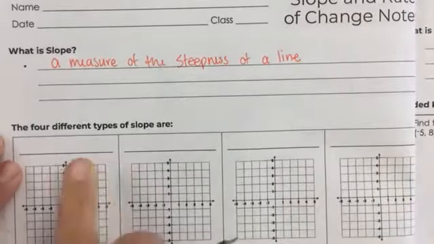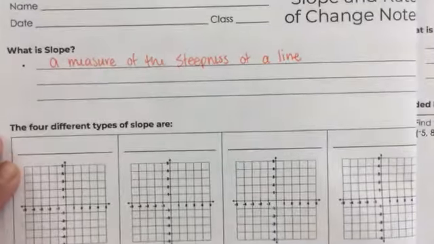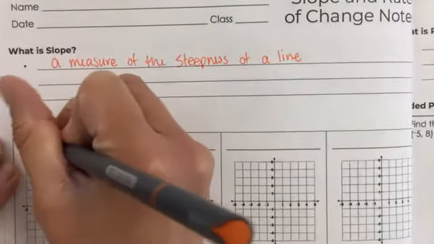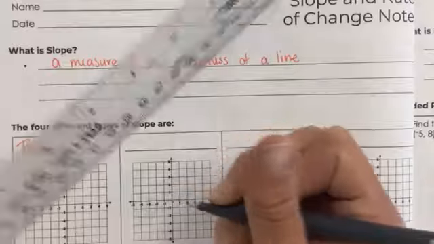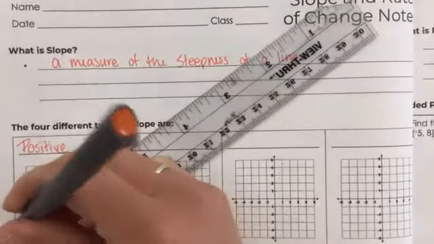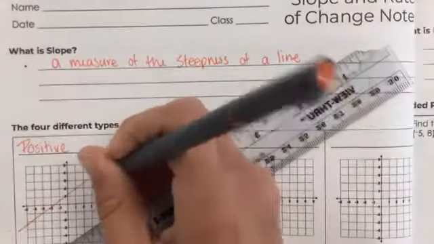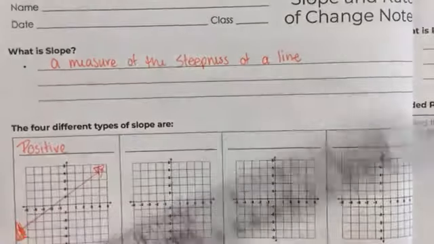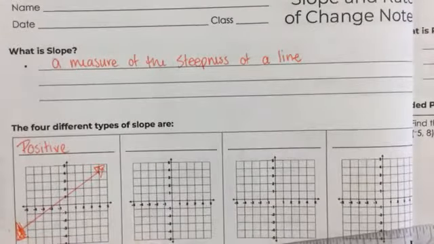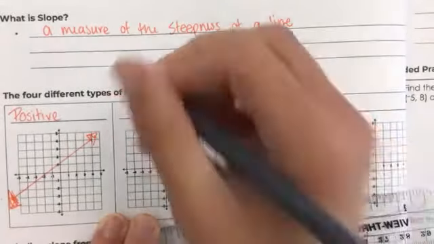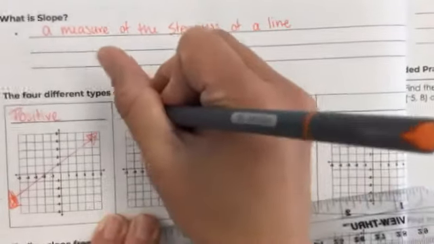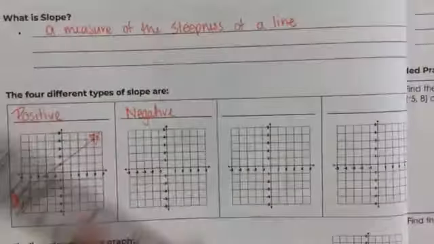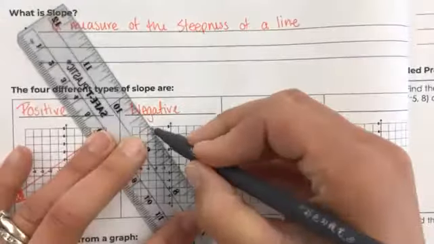So it says, what are the 4 different types of slope? And the first one is a positive slope. And that you can just draw a line that goes up from left to right every single time. Positives will always go up from left to right. Negative slopes will go down from left to right.